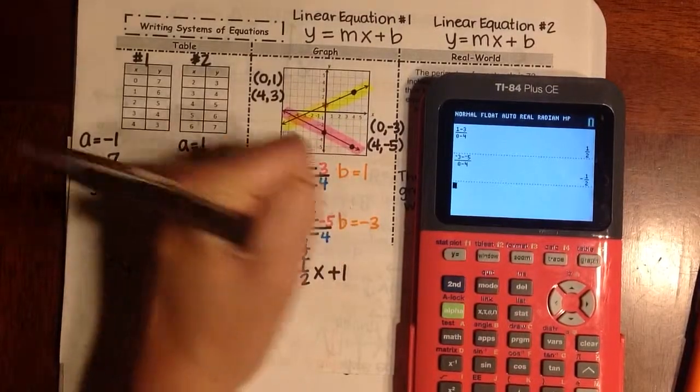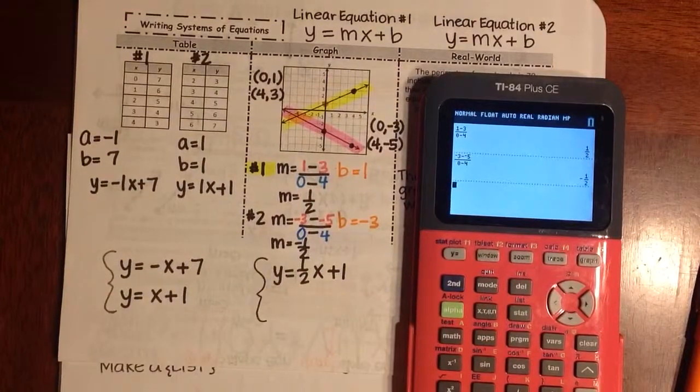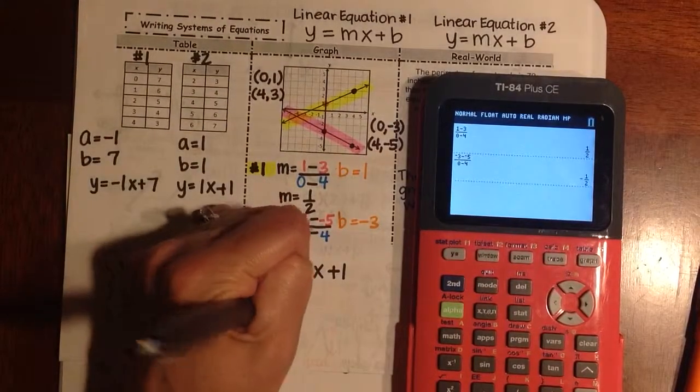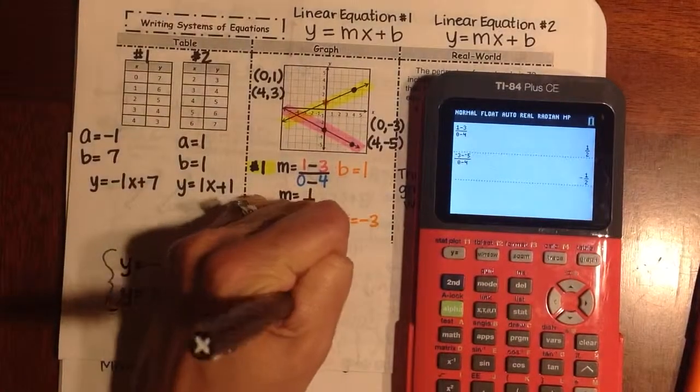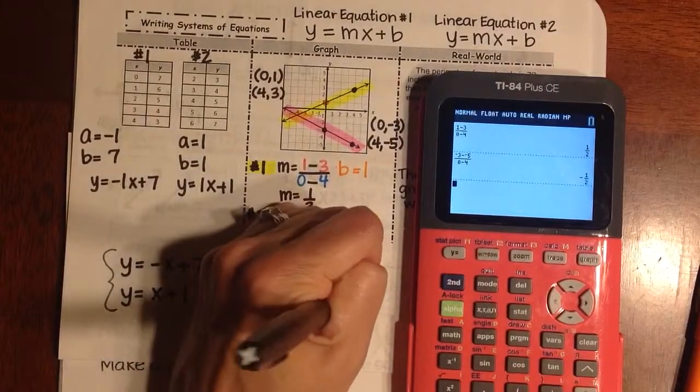And if I do a quick check, my slope is negative, and that does look like a nice negative line, so I do know that my slope is a reasonable answer. So I'm going to write y equals -1/2 x, and then -3.